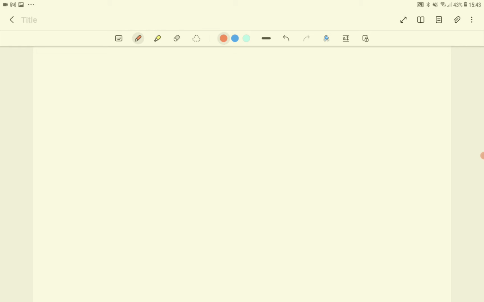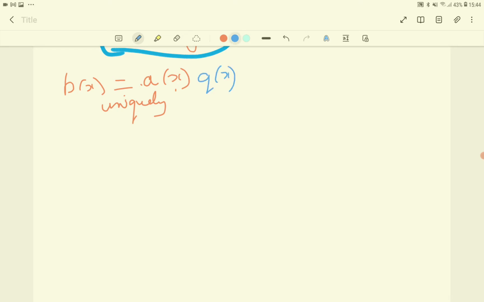So consider first, let me write the expression. b of x is equal to a of x times q of x plus r of x. So we need to prove that this is unique.